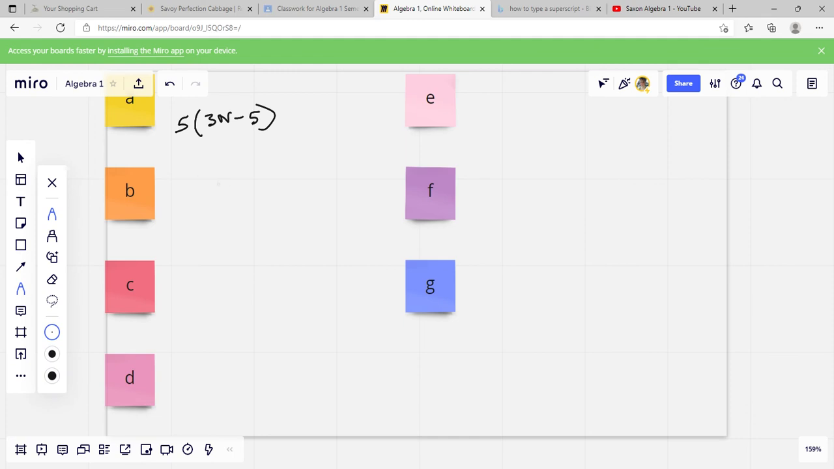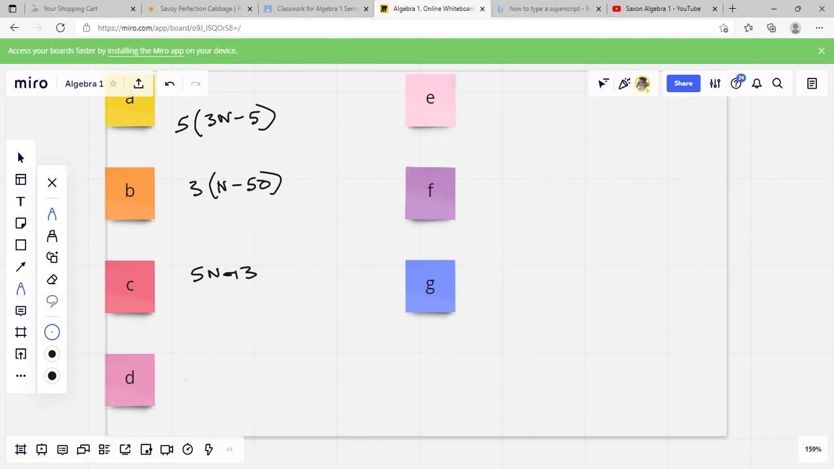B, the product of 3 and the sum of a number and negative 50. So first I need the sum of a number and negative 50, and then the product of that times 3. Basically 3 times the sum of a number and negative 50. C, the sum of 5 times a number and negative 13. So 5 times my number, and then I got a negative 13.